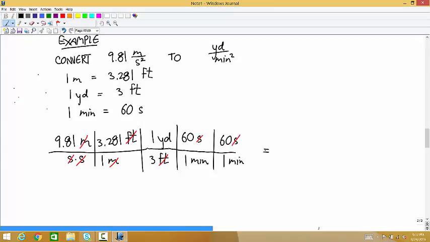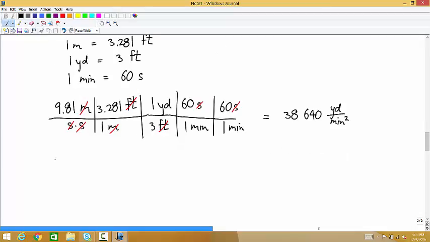And if you multiply that out, you get a big number, 38,640 yards per minute squared. By the way, units of length per time squared are the units of acceleration.